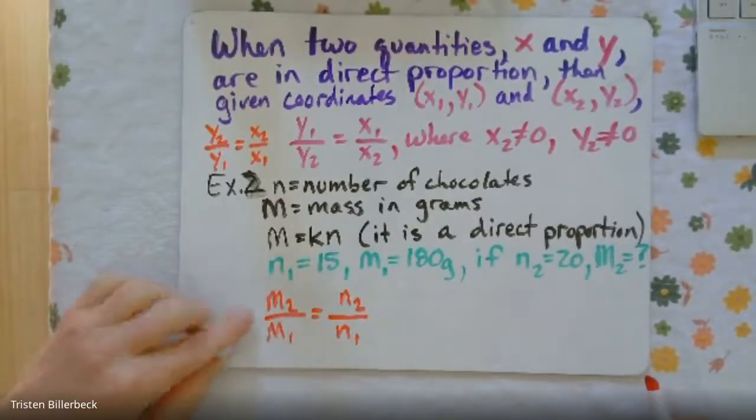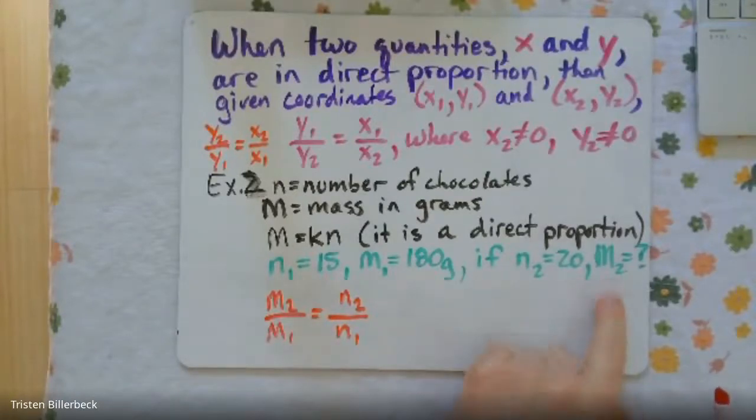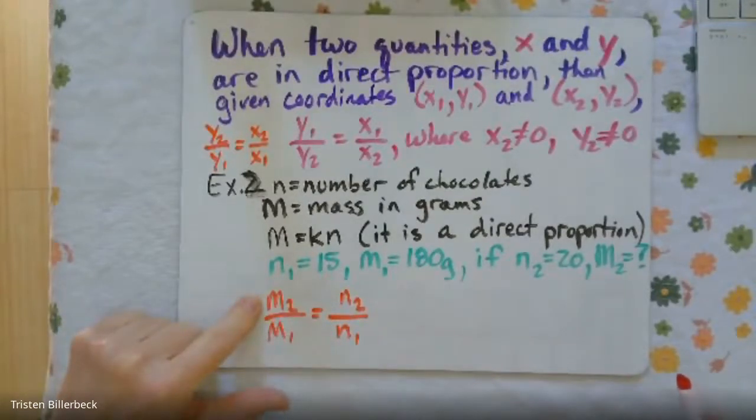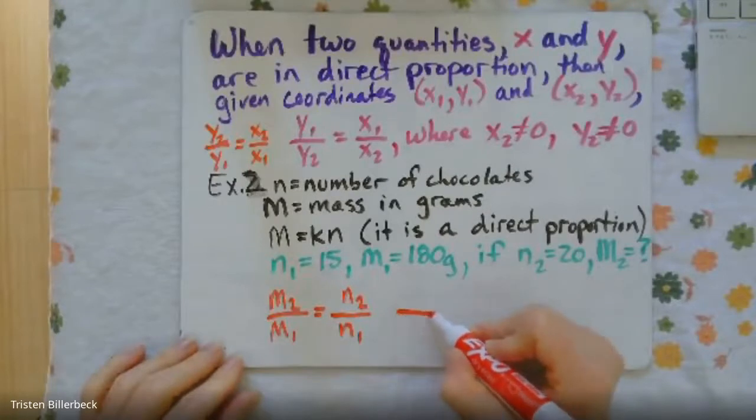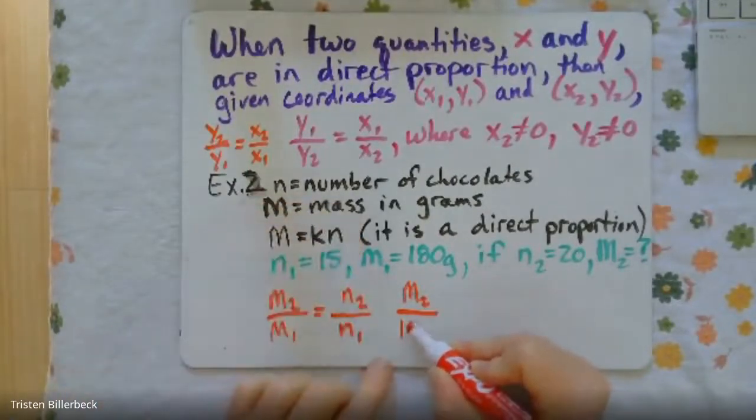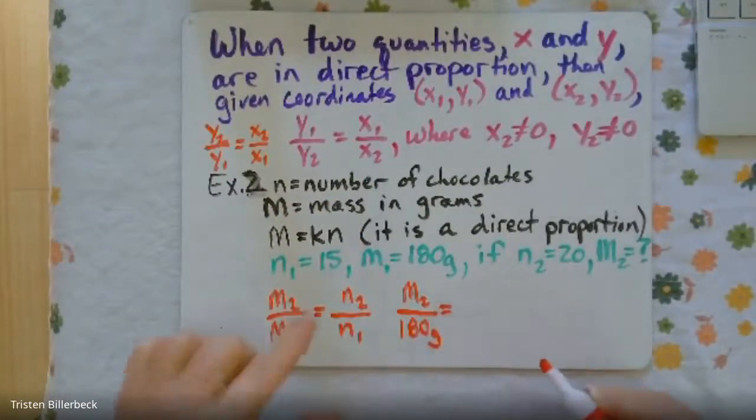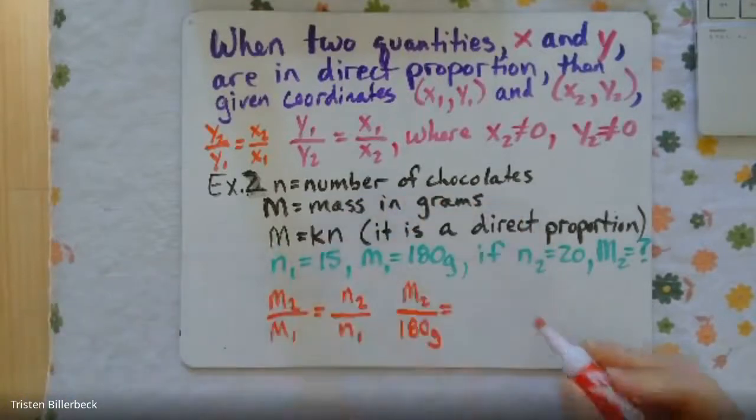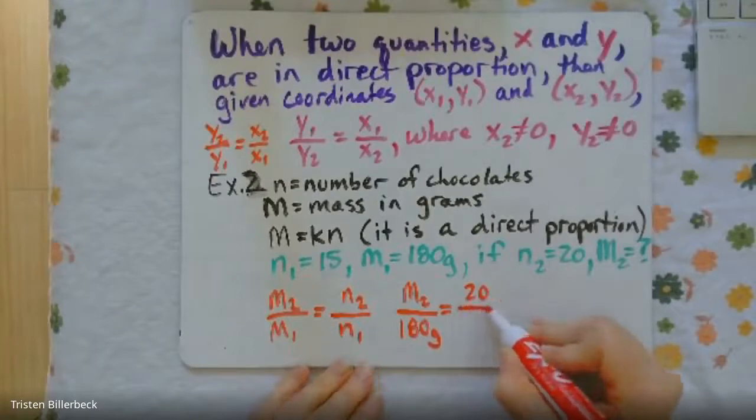Okay, so that's what I did here. I just flipped it over because we're missing M2, and it's easier to have the missing value on top. Okay, so let's fill this in. So we have M2, M1 is 180 grams, and I would suggest following your units with the numbers. N2 is 20, and that was just pieces of chocolate, and 15.